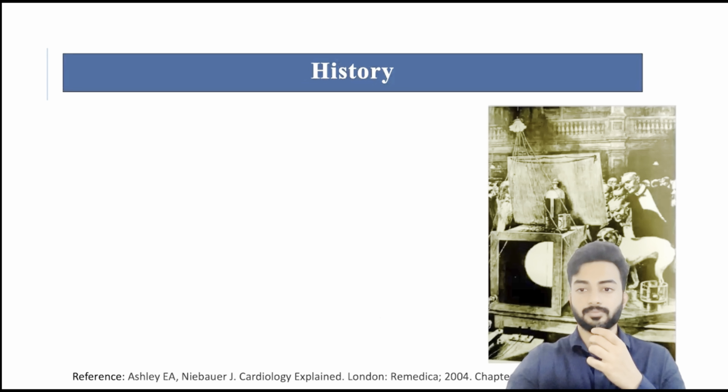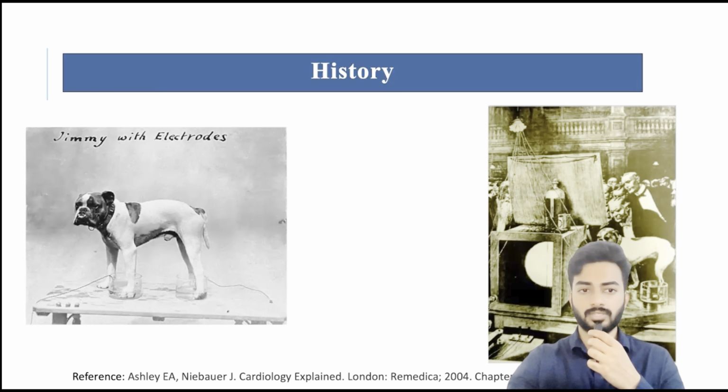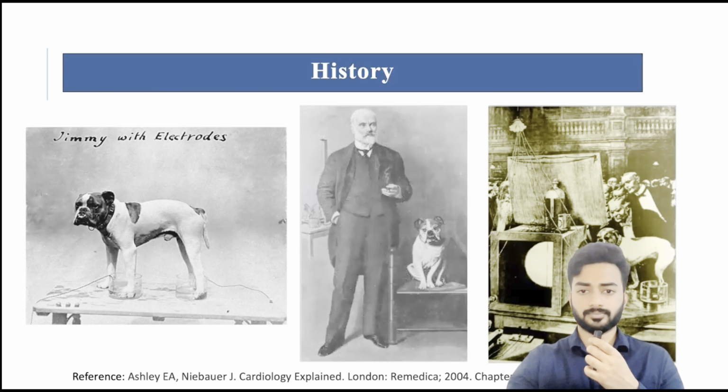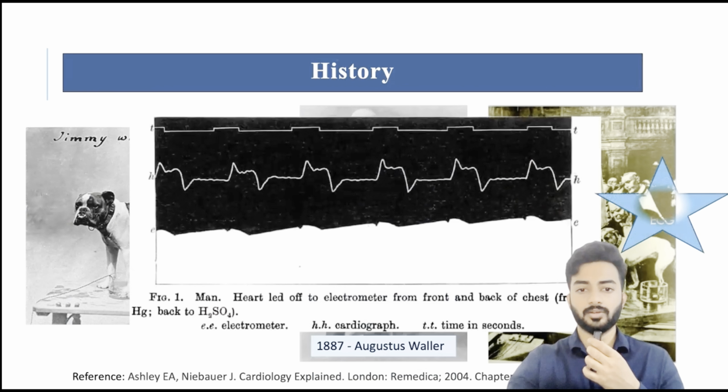So history. In this image, you can see a dog connected to some bowl, and the bowl is connected to some rod. So what is this? This dog is Jimmy, and his legs are connected to electrodes, and he is the one who connected and recorded. He is Augustus Waller, and he recorded the first ECG ever known to mankind.